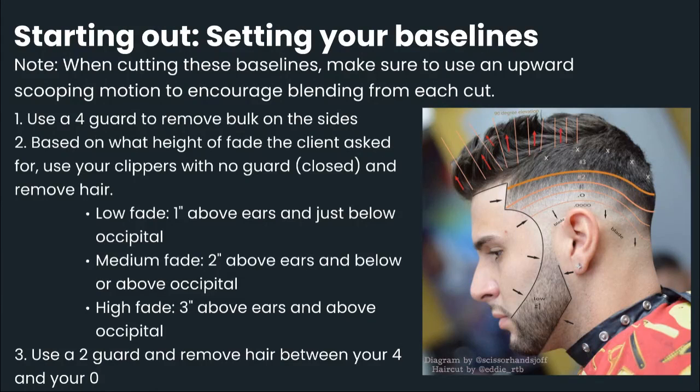After you've done your 0 and your 4, use a 2 guard and cut the hair between your 4 and your 0 about halfway. You can use this diagram on the right as reference. This is probably about a medium fade, but note that the height of your fade will change where your levels are.